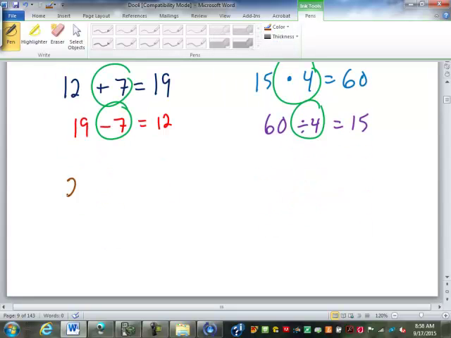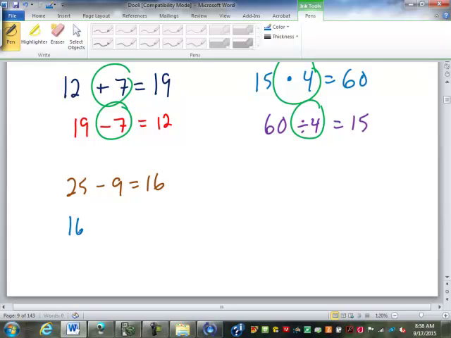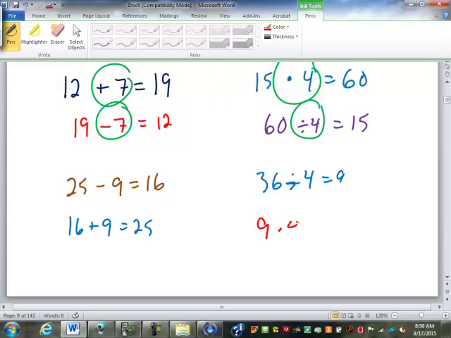So let's say I have 25 and I subtract 9 to get 16. To get back to 25, I would add 9. 16 plus 9 gets me back to 25. If I had 36 and I divided by 4 to get to 9, how would I get back to 36? Well, 9 times 4 puts me back at 36. So we've got the pairs of operations. Addition and subtraction reverse each other. Multiplication and division reverse each other.